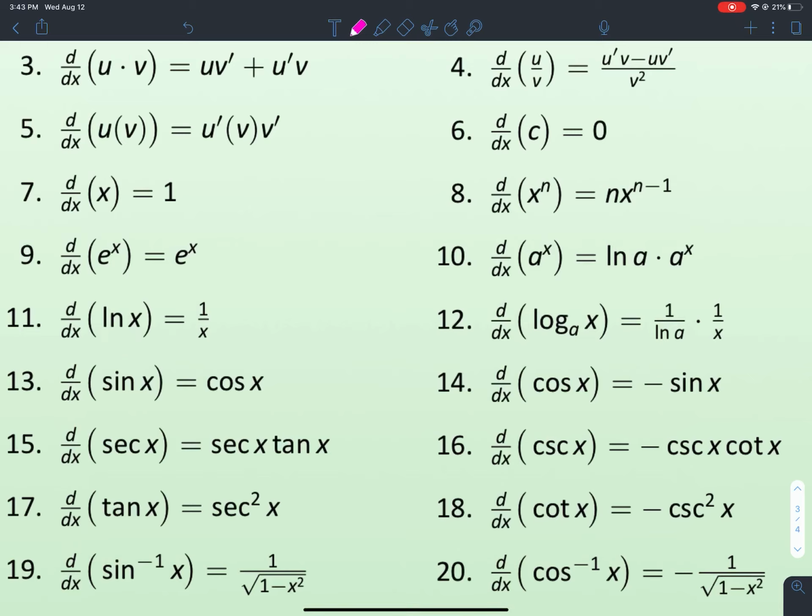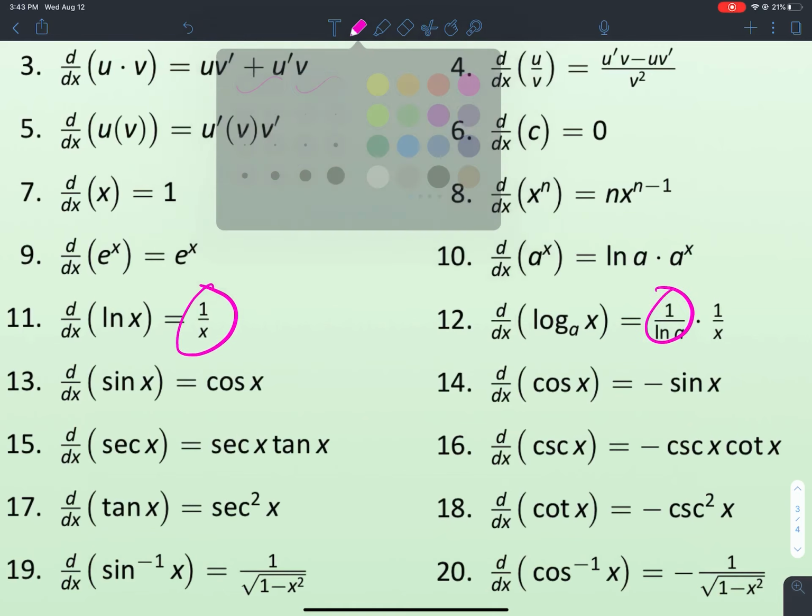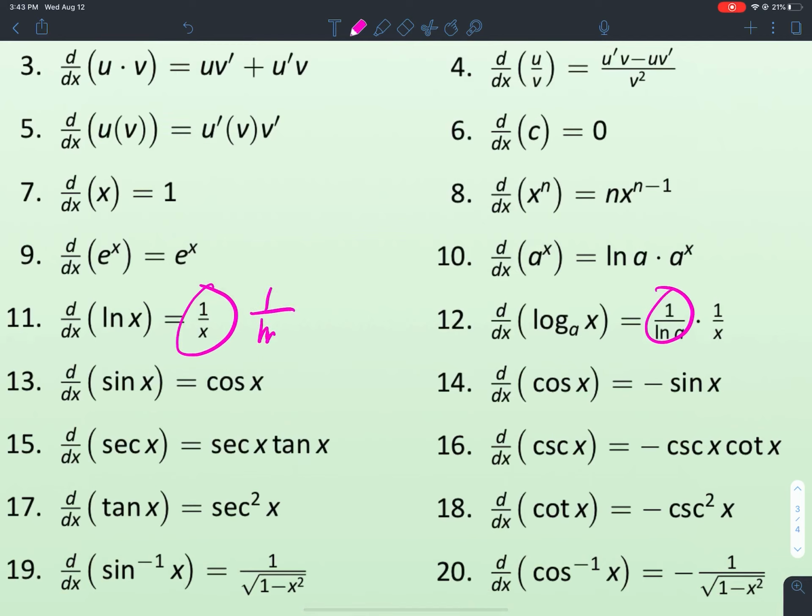So when it's a base e, you don't have to worry about that because that coefficient in front is a 1, because it is 1 over ln of the base, but ln of e is 1, so that gives me 1 over 1. Okay, so you don't have to worry about that factor there, but it pops up here.